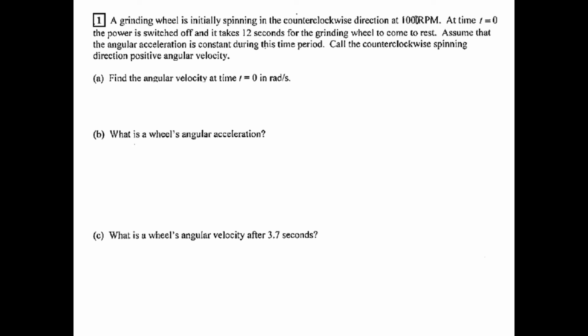At time t equals 0, the power is switched off, and it takes 12 seconds for the grinding wheel to come to rest. We'll assume it's coming to rest, so it's spinning through an angle, right? And it's slowing down as time goes on, so that means it has an angular acceleration. And let's assume that angular acceleration is constant. Let's call the counterclockwise spinning direction positive and answer the following questions. The angular velocity at t equals 0, the wheel's angular acceleration, and the wheel's angular velocity 3.7 seconds after flipping the switch off. So we'll be back with the answers to that one.